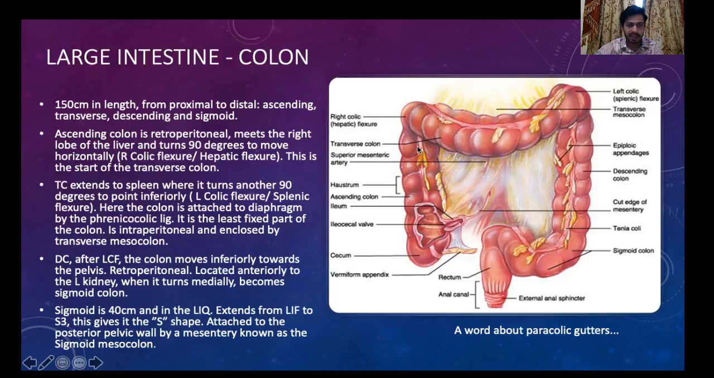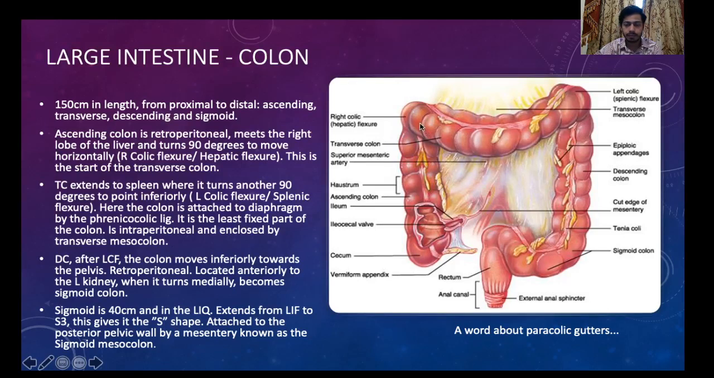Without further ado, the ascending colon is retroperitoneal, so you wouldn't be able to see it if you open up the abdominal cavity. It ascends upwards, obviously, and it meets the right lobe of the liver, where you would also find the colic impression of the liver. Just before the transverse colon starts, you have a flexure called the right colic flexure, also known as the hepatic flexure. This flexure signifies the start of the transverse colon.